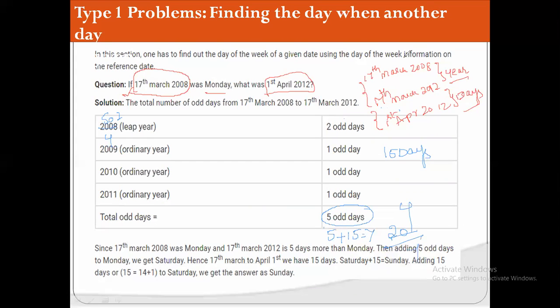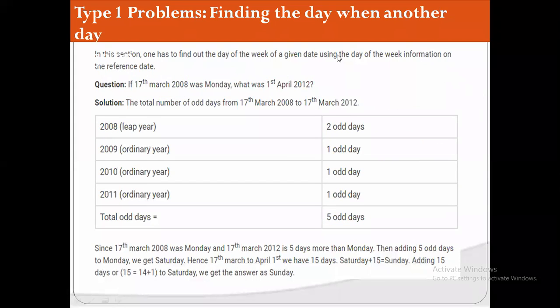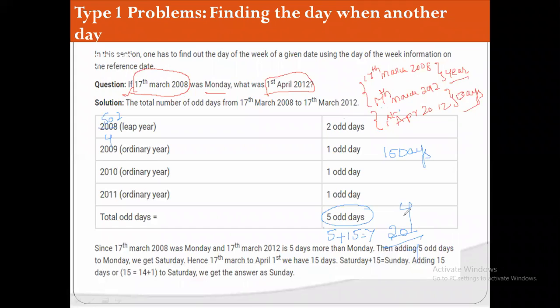6 days will be there. So here 20 divided by 7. 7 twos are 14, 6 days more. So from Monday, 6 days we have to calculate.